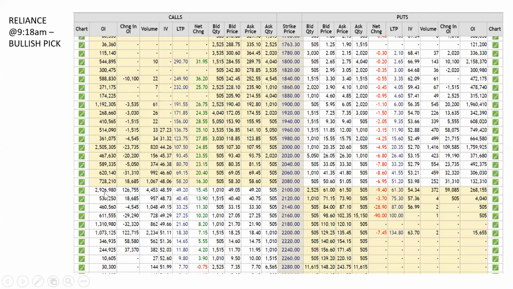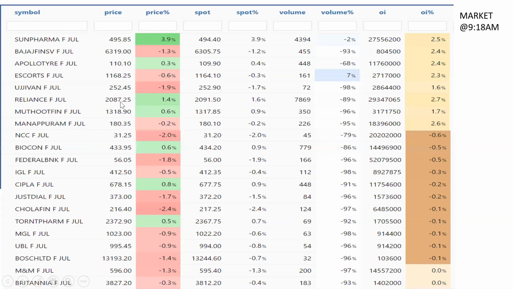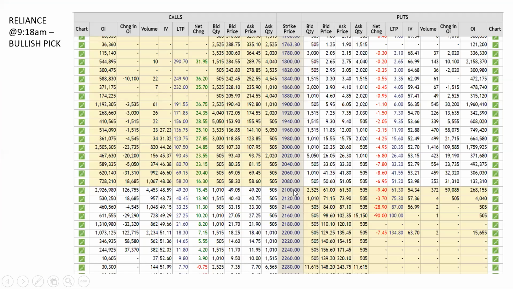So what I did, since Reliance was quoting at 2087 then and the spot price was 2091, I waited for 2100 to cross. If it crosses 2100, immediately I would buy, without doubt. You can as well just go with the trend, not an issue. It mostly gives you very good and very quick profit.